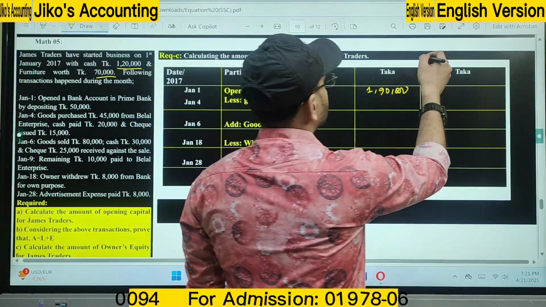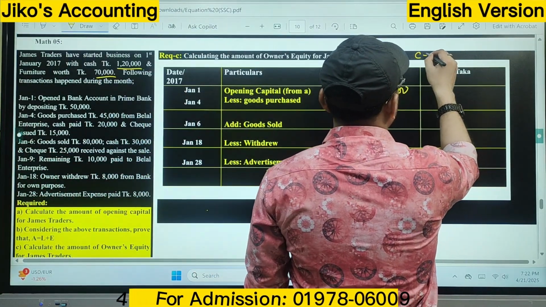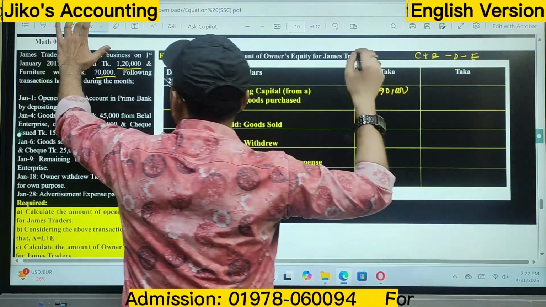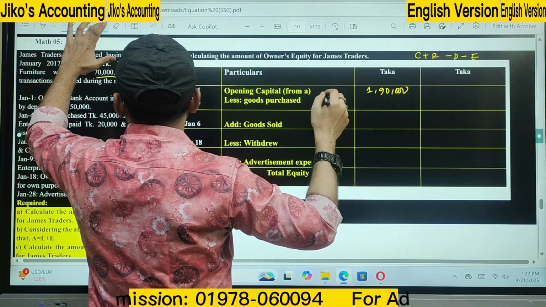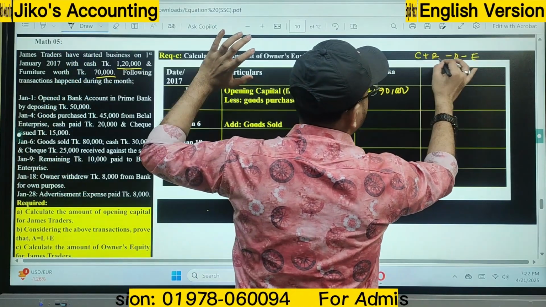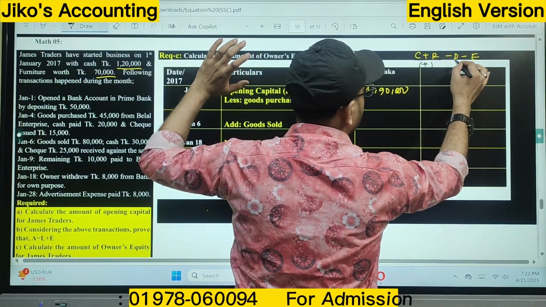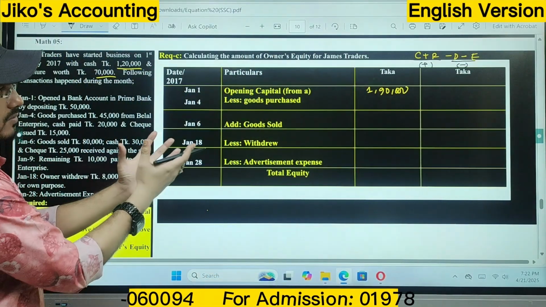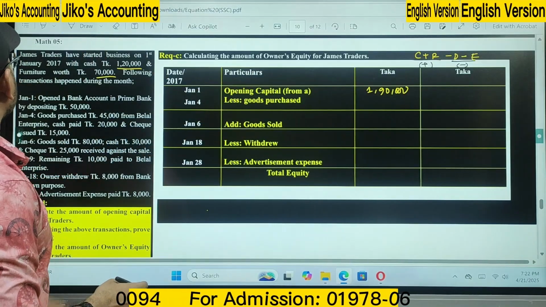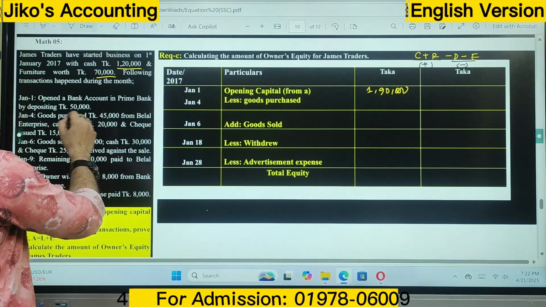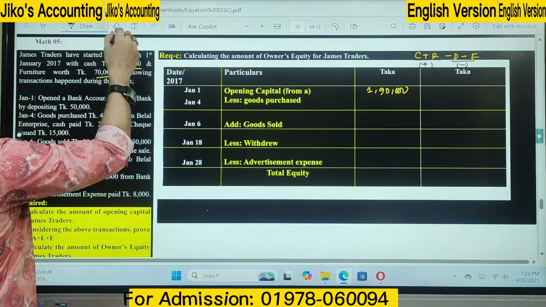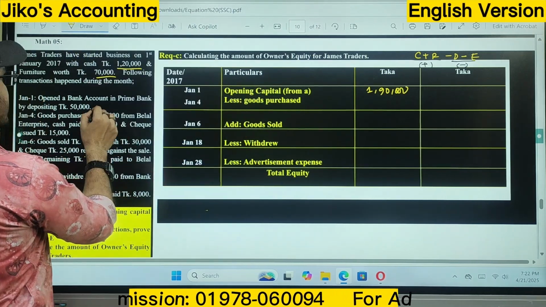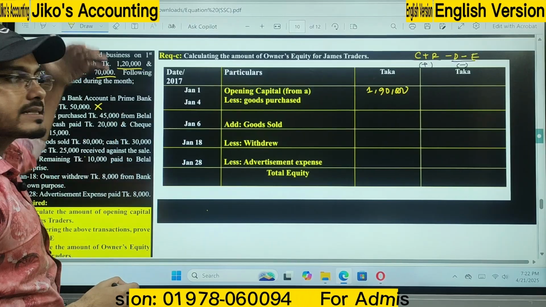Again, I am saying: capital plus revenue minus drawing minus expenses. Only capital and revenue I have to add, and drawing and expenses should be deducted from our total amount. Try to get this amount. Okay, now open a bank account, Prime Bank. No, it is not relevant to any income. Is it relevant to the capital, revenue, drawing or expenses? No. Here one asset increased and another decreased.